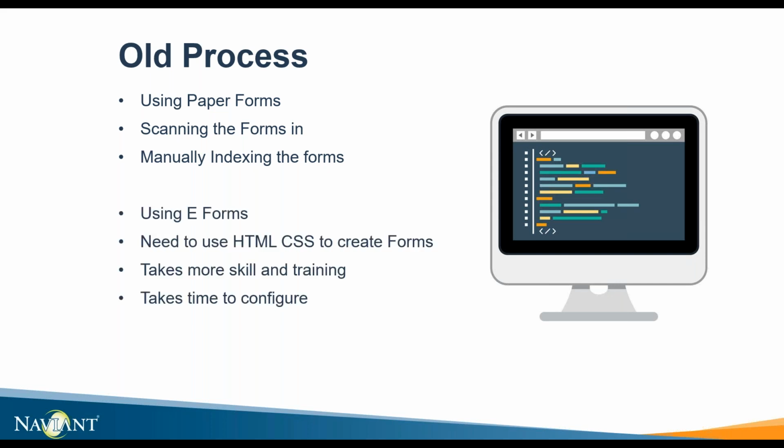An alternative to paper forms are e-forms. These are electronic forms created using HTML. The user can type into the fields, which can be configured to automatically index the form. Although e-forms do not have the disadvantages of paper forms, there are downsides. E-forms require knowledge of HTML to build and CSS to style. This will require more skill and training than paper forms. It can be time-consuming to build the form using HTML, style it using CSS, and then configure it for use within OnBase.